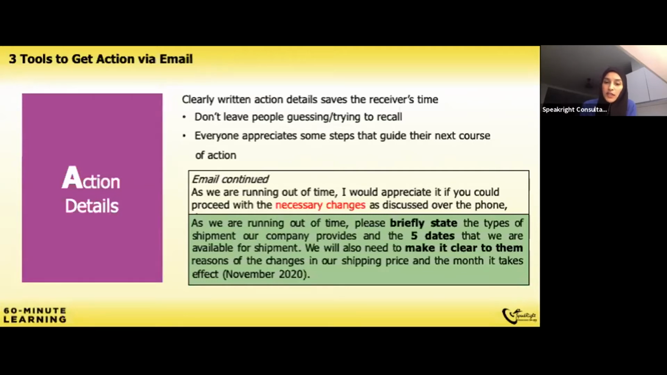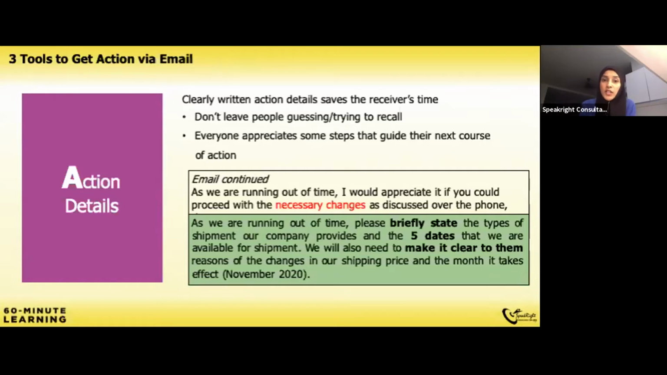She does not need to state more than 5 or less than 5. It's written there clearly, 5 dates. That is the action that she needs to take. Nothing less, nothing more, okay? We will also need to make it clear to them the reasons for the changes in our shipping price and the month it takes effect, which is November 2020. So there are 3 actions that Jenny knows she needs to take, and they are very clearly stated. The 3 actions are, number 1, state the types of shipment, briefly.